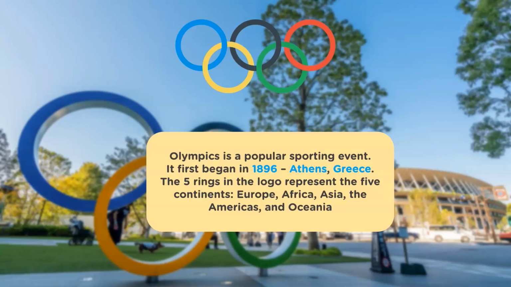From 1924 to 1992, the Winter and the Summer Olympics took place in the same year, but now they alternate every 2 years. Before I move on, here is an interesting question for you.